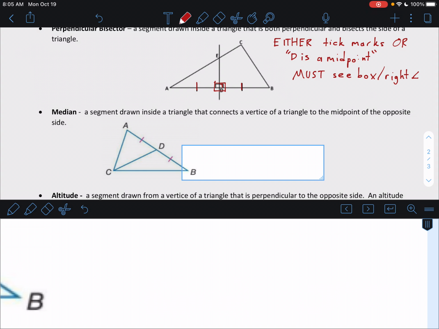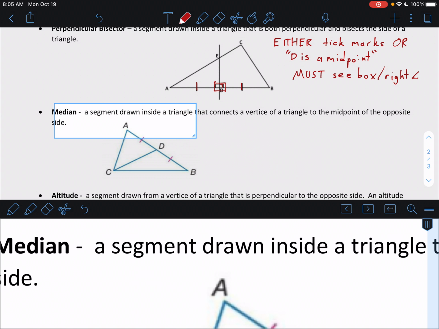Okay, so on to the next one. The next one is a median. We've heard the word median before in math when we talk about mean, median, mode, range. A median is a segment in geometry drawn inside a triangle that connects a vertice of a triangle to the midpoint of the opposite side.